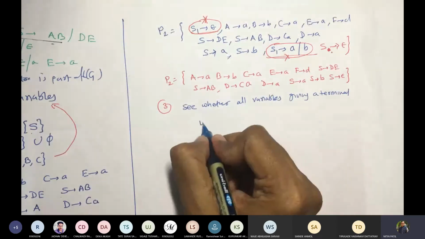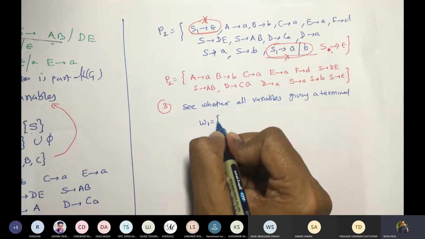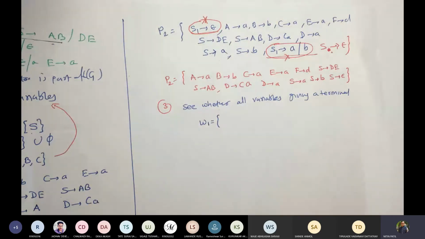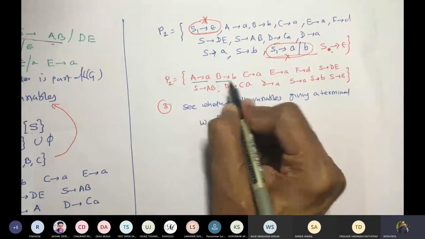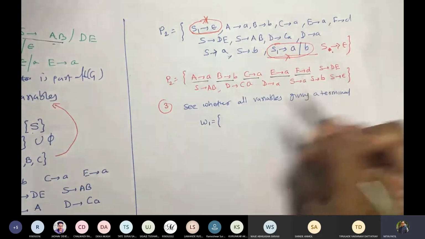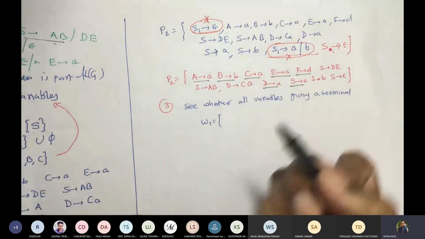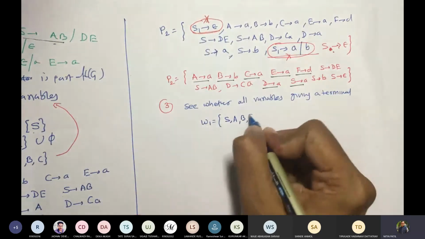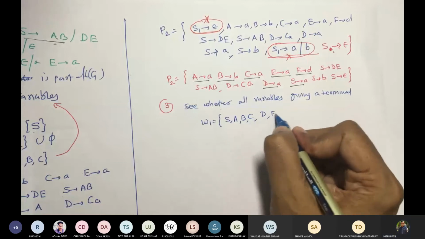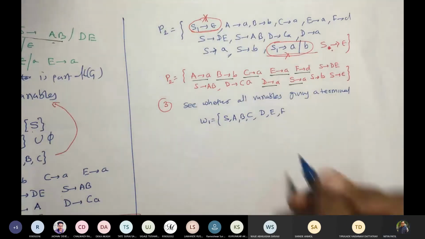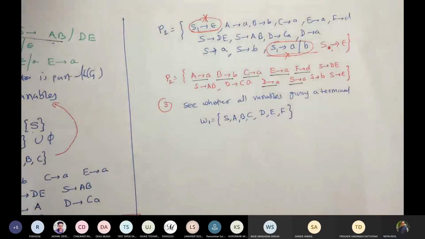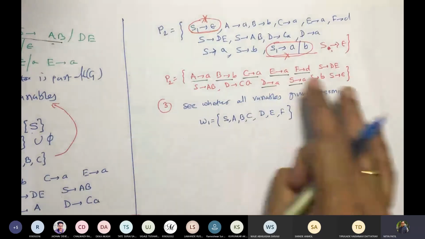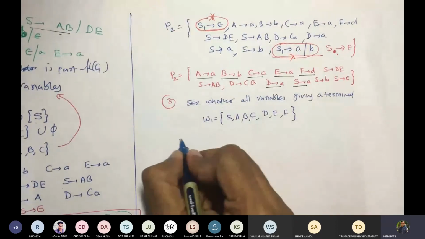Fine. So how do we construct? We will construct W1 such that there is a production variable gives terminal. Which variables are giving you a terminal directly? A gives A, B gives B, C gives A, E gives A, F gives D, D gives A, S gives A. All of them are there. So all of them are added here: S, A, B, C, D, E, F. Correct? Because all of them are giving you a terminal. And then as they all are giving you a terminal, you are not going to remove anything. So your production set will remain as it is.